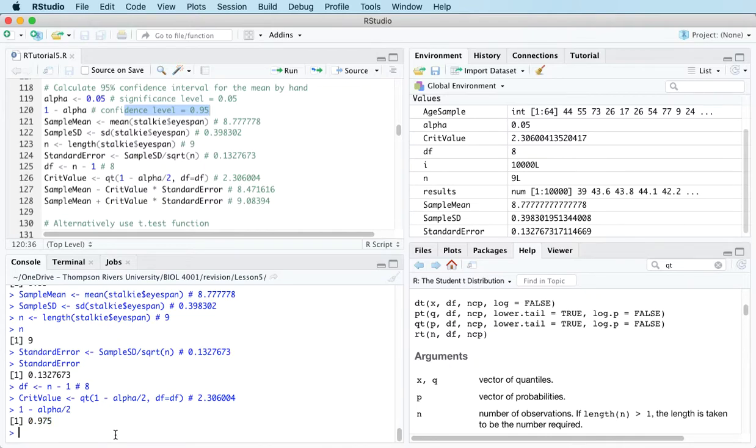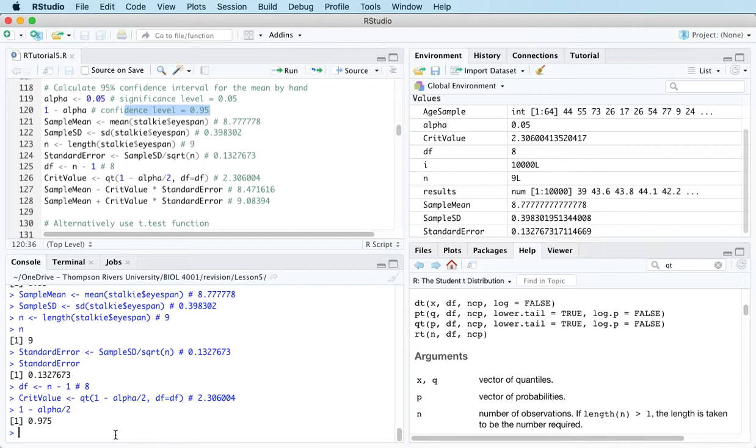So the reason is because with a confidence interval, you could think of the confidence interval, so in this case we're doing a 95% confidence interval, as having 95% of the probability in between the endpoints of the interval and 5% outside of the interval.